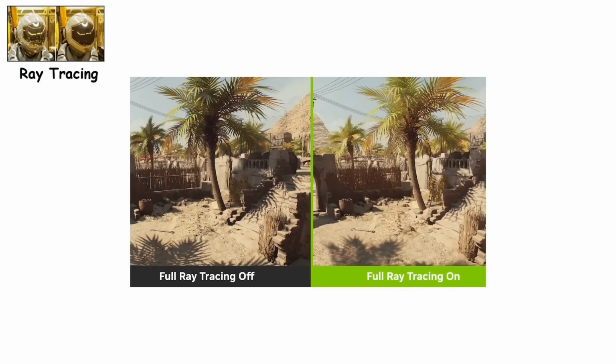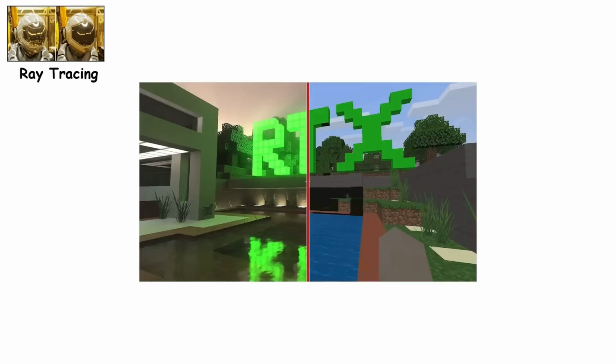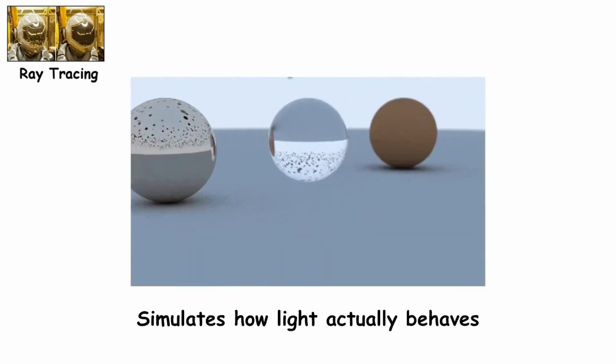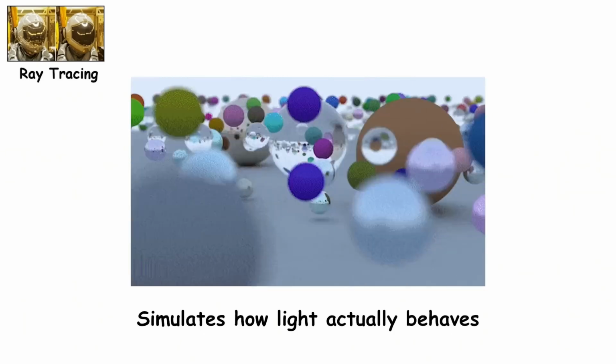Ray tracing. Ray tracing is one of the biggest graphical upgrades in modern games. Instead of faking lighting with clever tricks, it simulates how light actually behaves, bouncing off surfaces, passing through glass, casting realistic shadows. There are different tiers depending on what the game applies it to. Some games only use it for reflections.